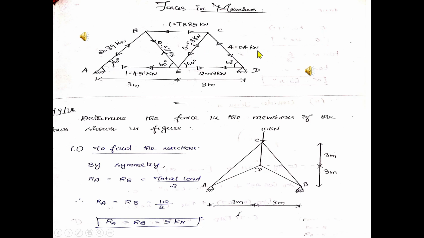So mark the magnitude along with the nature according to the sign. If it is plus, it is tensile, and if it is minus, it is compression. A compression force should compress the joint, or move towards the joint. A tensile force should leave the joint.